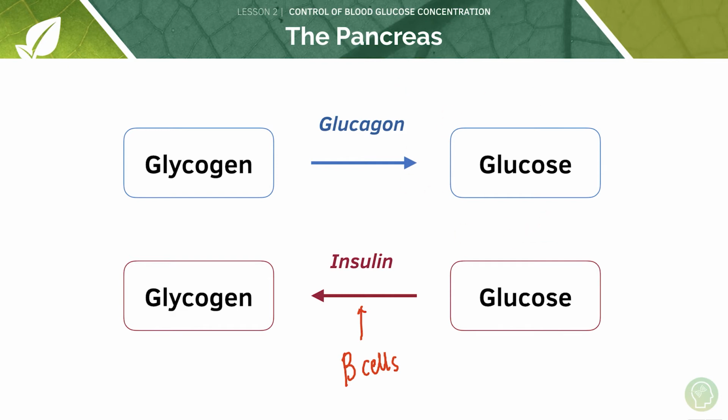Glucagon is liberating glucose and moving glucose from storage into the blood, whereas insulin, so this would be the blood here, whereas insulin is allowing glucose to be moved from the blood into areas of storage where it's stored as glycogen.